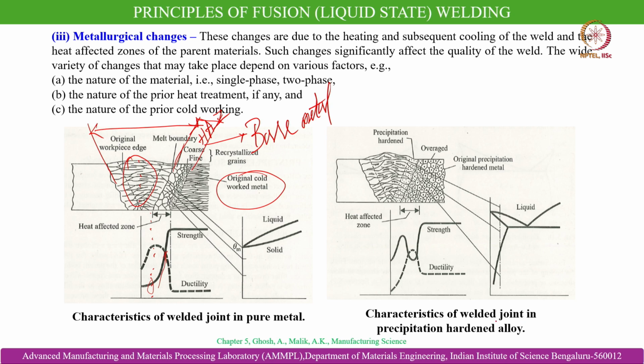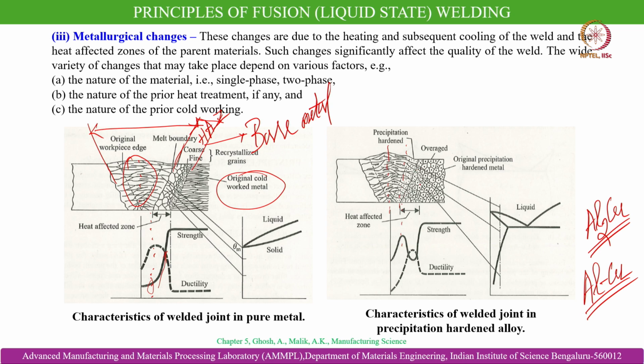Now, the characteristics of a weld joint in case of a precipitation hardened alloy. For example, aluminum copper alloys are precipitation hardenable because of the precipitate that generally forms, which is Al2Cu. You can see here, if we again drop lines from the central line of the weld pool, we enter the zone that is immediately towards the boundary of the melt pool.